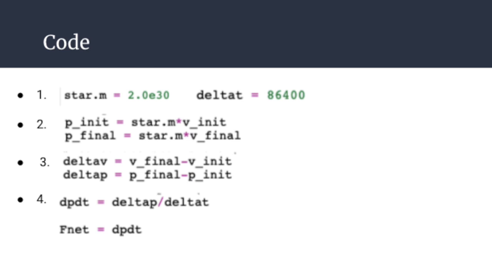Next, I found the equation for change in velocity, V final minus V initial, and the change in momentum, P final minus P initial. Knowing these, I was able to find change in momentum over change in time, which is delta P over delta T, which is also equal to F net, according to the momentum principle.